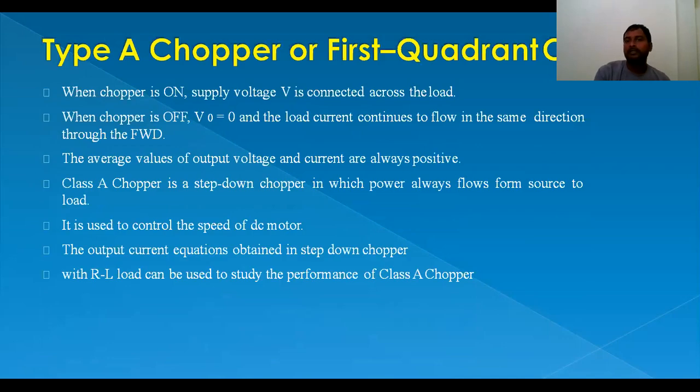I will draw the diagram of the first coordinate chopper so that you can understand easily. The step down chopper is also called the first coordinate chopper. This is the similar diagram of the first coordinate chopper. This is the load, this is the inductor, this is the switch, this is the supply Vs, this is the freewheeling diode.